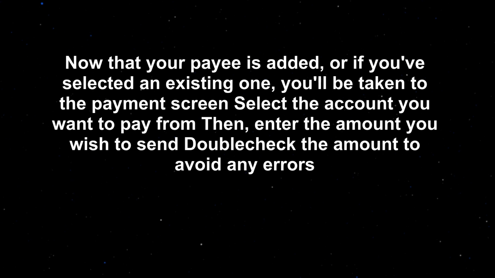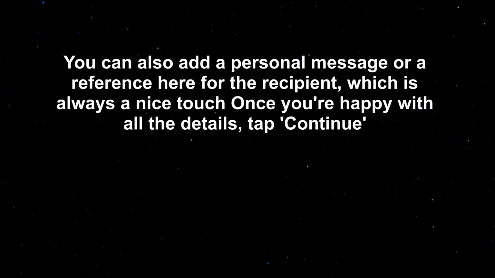Now that your payee is added, or if you've selected an existing one, you'll be taken to the payment screen. Select the account you want to pay from, then enter the amount you wish to send. Double check the amount to avoid any errors. You can also add a personal message or reference here for the recipient, which is always a nice touch. Once you're happy with all the details, tap Continue.